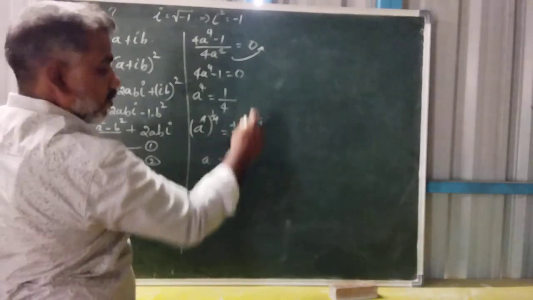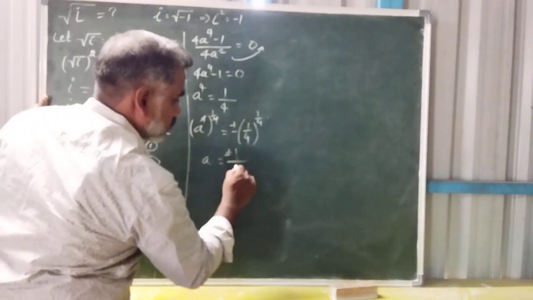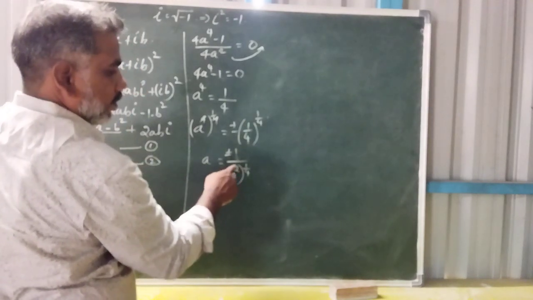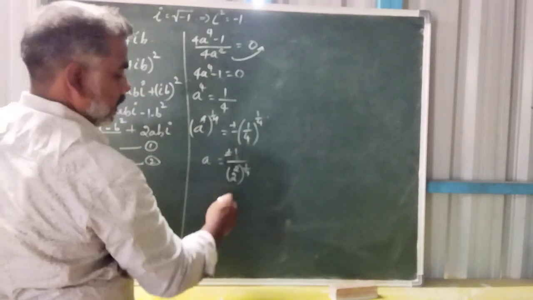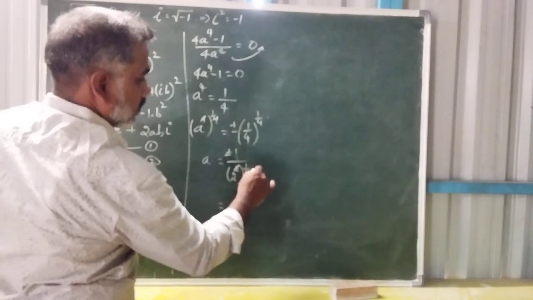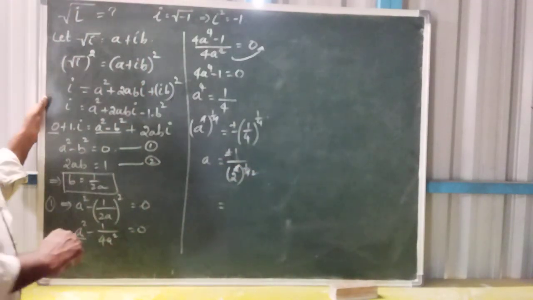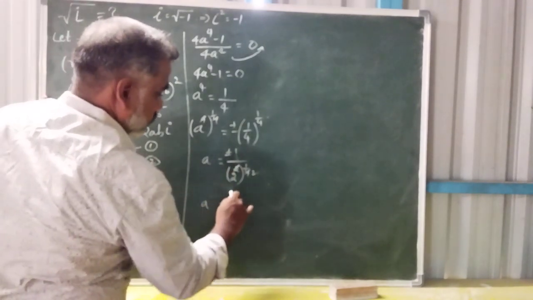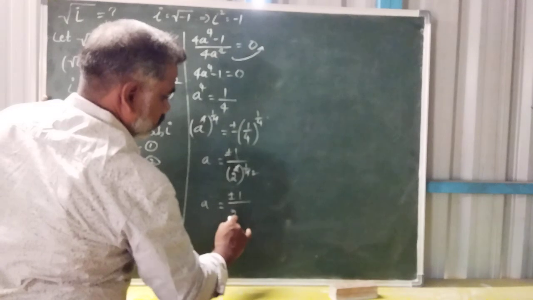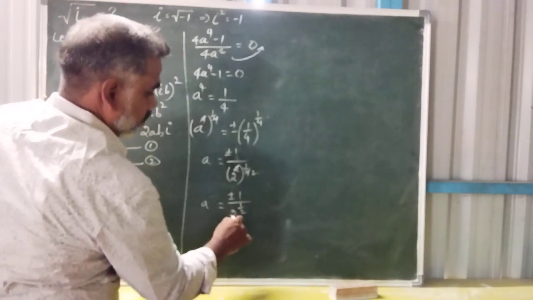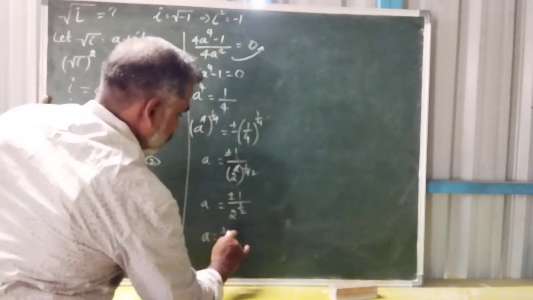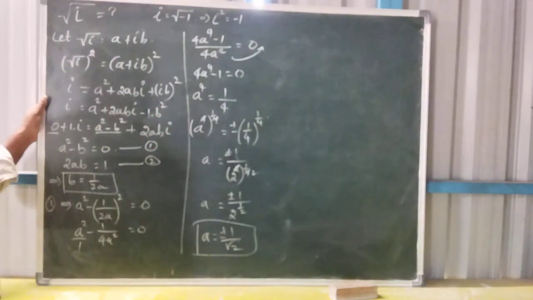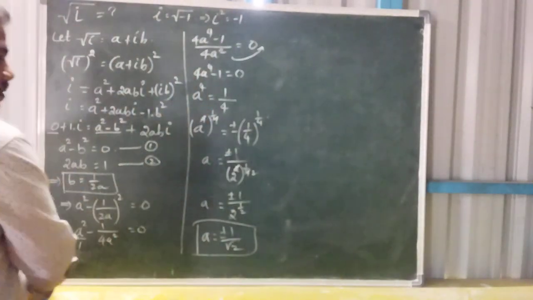Instead of writing 4 power 1 by 4, I am going to write it as 2 square power 1 by 4. Now you see it is in the form of a power m the whole power n. Therefore, I can cancel 2 and this 4 by 2 times. So the remaining is a equals plus or minus 1 divided by 2 power 1 by 2. This 2 power 1 by 2 is nothing but root 2, so a equals plus or minus 1 divided by root 2. So the value of a is plus or minus 1 divided by root 2.